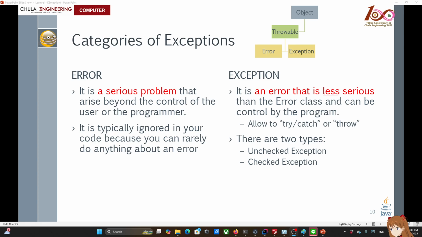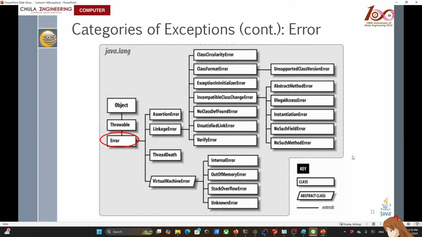There are two types of exception. The first one is called unchecked exception, and the second type is called checked exception. Well, this is a class Error in the Java library, and these are the subclasses of Error. You don't have to remember them, but here I provide a list such that when you see an error, you know which one to refer to, and you can go search the net for what they are.